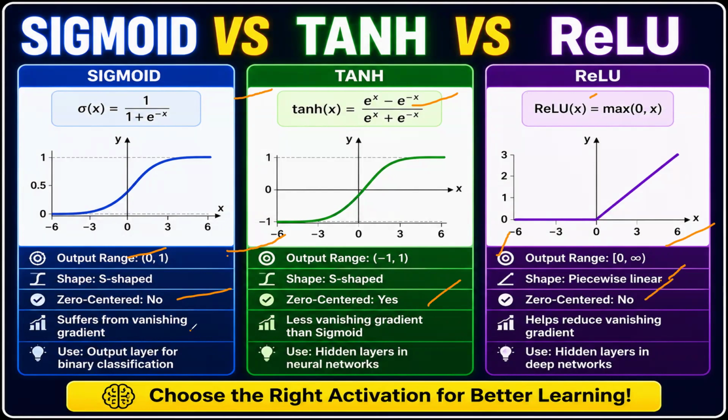Sigmoid suffers from the vanishing gradient problem because of saturation. Tanh is again less affected, but it also has the vanishing gradient problem because it will saturate. ReLU helps to reduce the vanishing gradient problem, as it will not saturate easily. Sigmoid is used in the output layer of binary classification. Tanh is used in hidden layers, and ReLU is also used in hidden layers. So these are the differences between sigmoid, tanh, and ReLU.